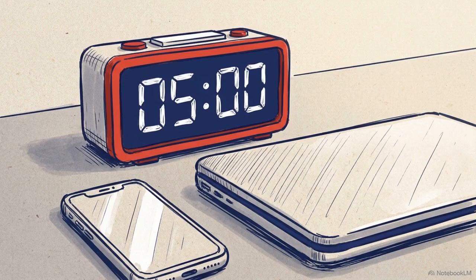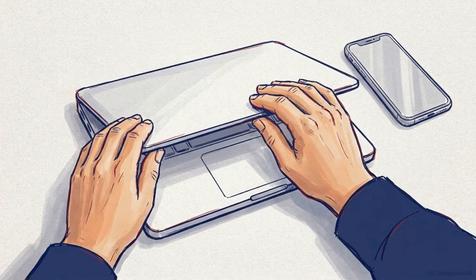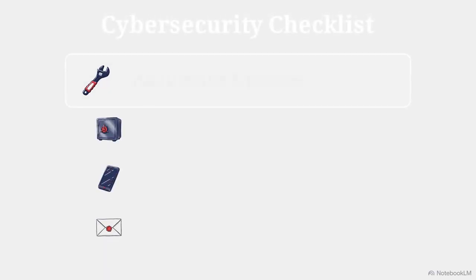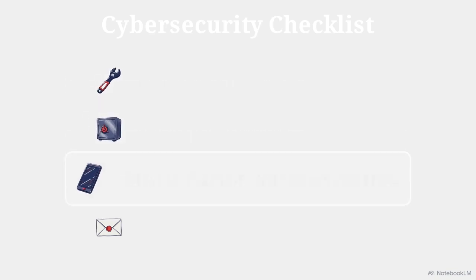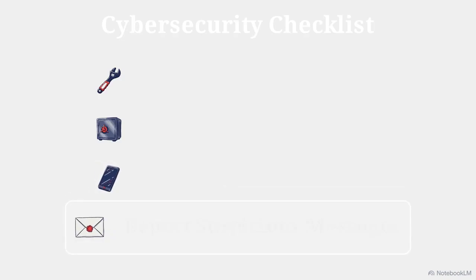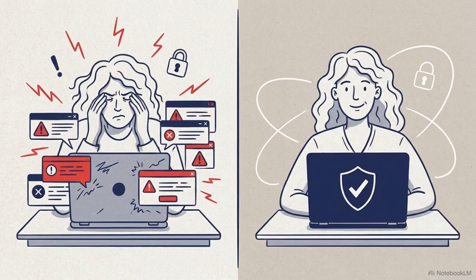We are going to build that structure for your data today. In the next 5 minutes, you will complete 4 specific tasks to secure your devices. To follow along, go ahead and open up your primary device, your smartphone or laptop. This is our checklist. We are going to automate your software updates, set up a password manager, enable multi-factor authentication, and learn how to report suspicious messages. Completing these steps together transforms cybersecurity from a source of background anxiety into a concrete baseline of security.